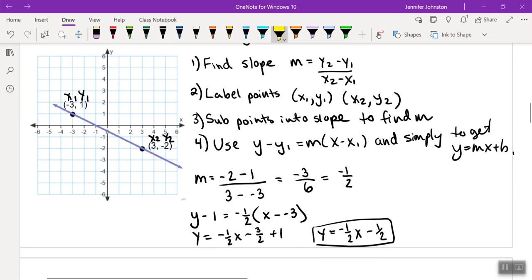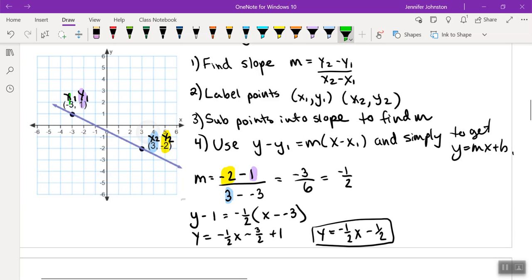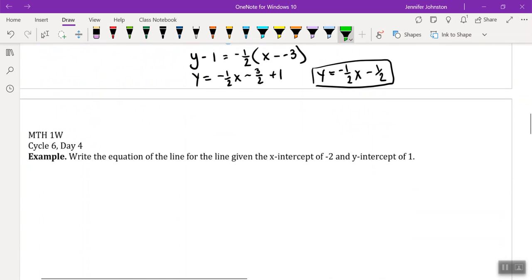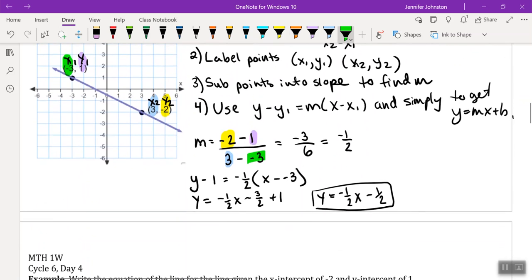So I'll highlight where those things came from. Y2, Y1, X2, X1. Here we go. We subbed the slope into our equation, subbed in X1, Y1 into our equation, and solved. Okay, if you need to pause it at any time, go ahead.